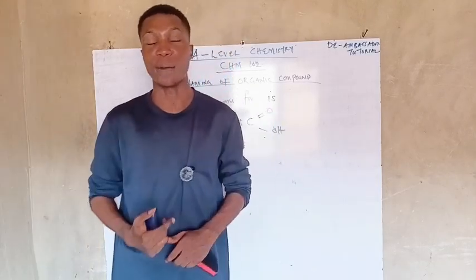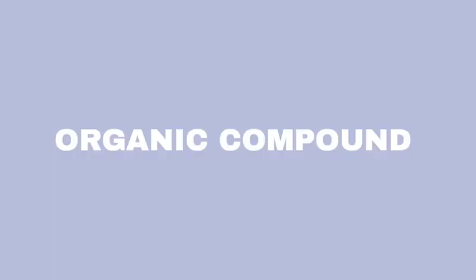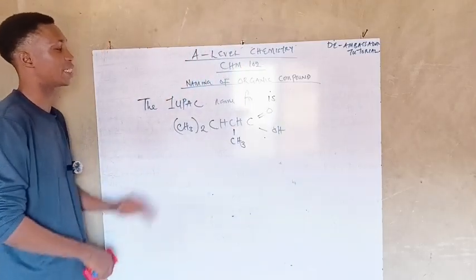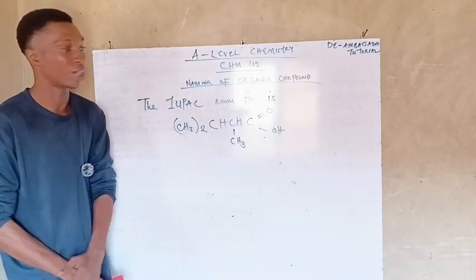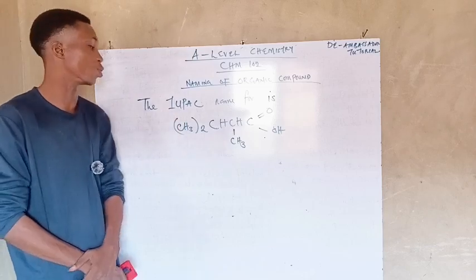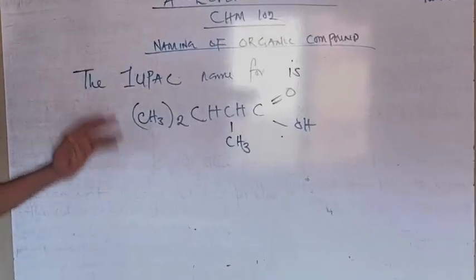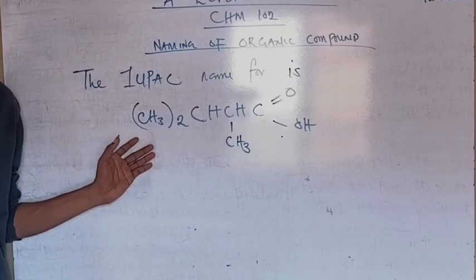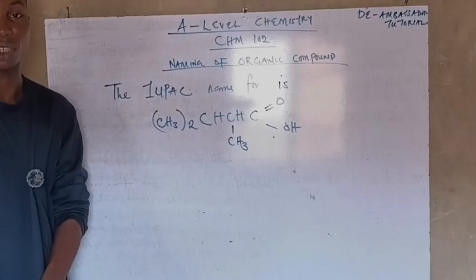In my class today, I'm going to be solving a question on organic compound, and let's go to the board. In this question, it is naming of organic compound, which is our CHM 102. So the question says the IUPAC name for is, that means they want us to name this compound we are seeing on the board. So how do we name this compound?